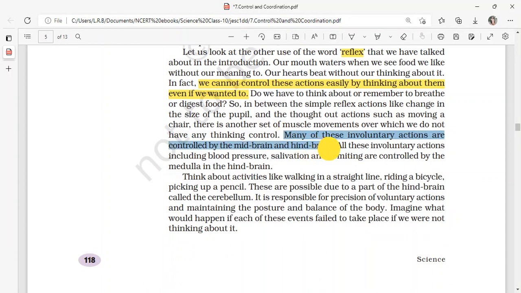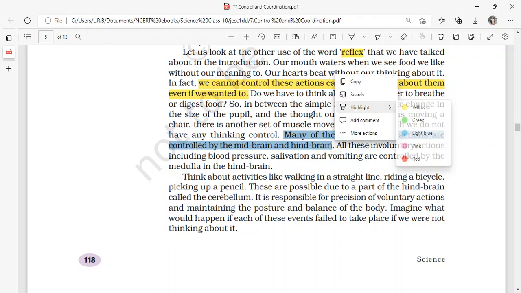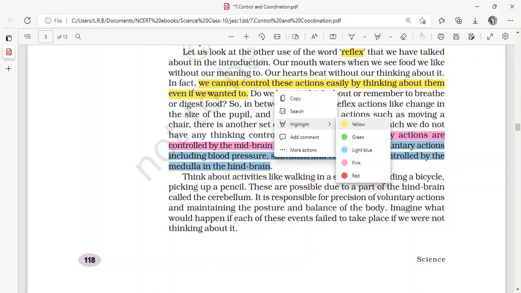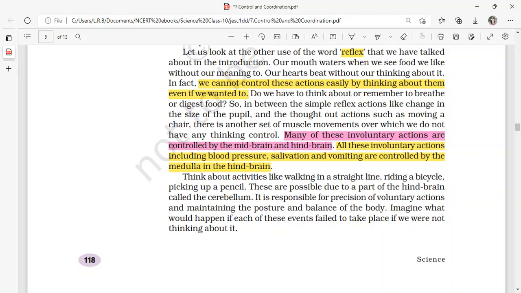So what are these involuntary actions controlled by the midbrain or hindbrain? Exactly. All these involuntary actions including blood pressure, salivation and vomiting are controlled by the medulla in the hindbrain. So what is the function of the medulla? It controls the sensation of vomiting or salivation, and increasing or decreasing the blood pressure according to the condition of the body. We need not bother about them. They will be occurring as per the body requirements, isn't it?